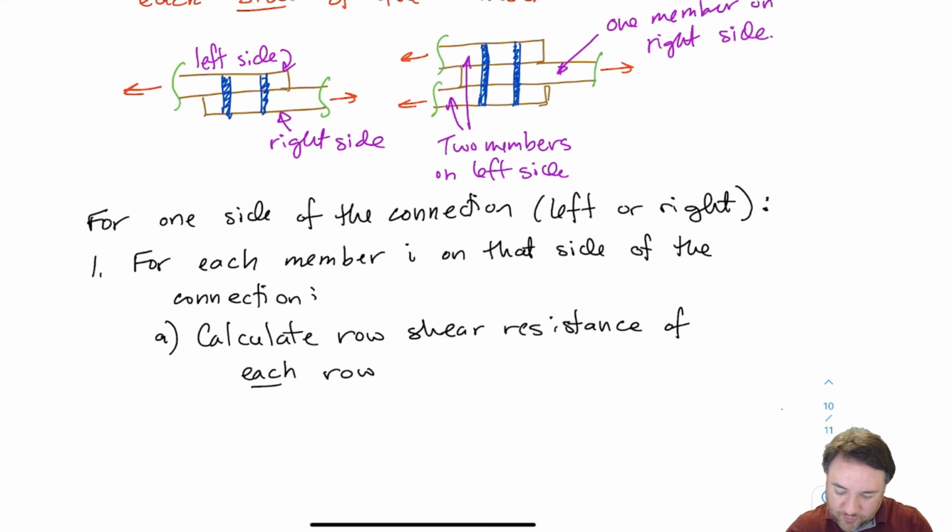Okay, so all of this is just for one side of the connection. I have to go through each member on that side. In a 2-member connection, I'm only going to do this once because I only have one member on that side. But in a 3-member connection, the one above, on the left side I have 2 members, so I'm going to repeat step 1 for each of those members.